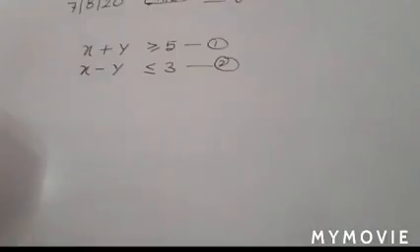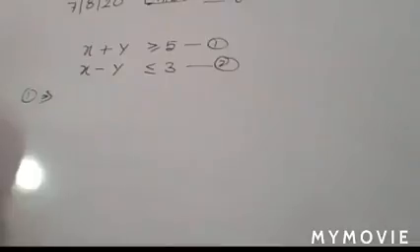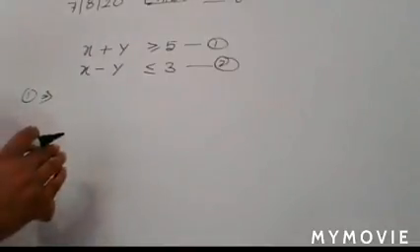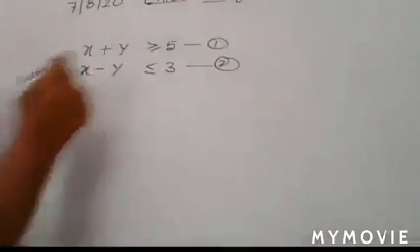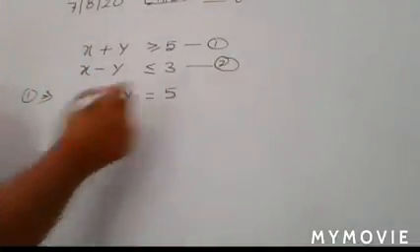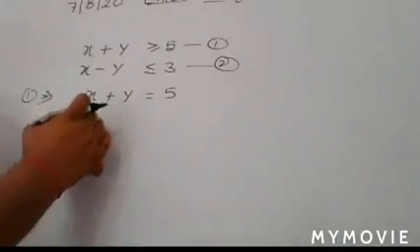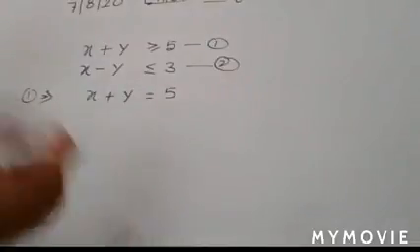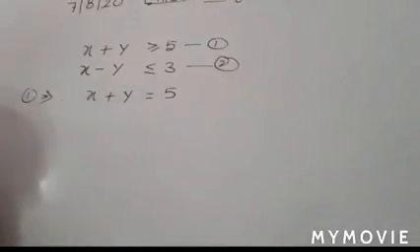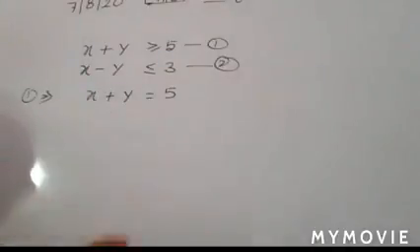Understand? So you have the same method. First you take the inequality and write it in the form of an equation, not inequality. So you write in this way, x plus y is equal to 5. Why do you write in this way? Because you have to draw a line with the help of the equation, and with the help of the inequality you find your solution.